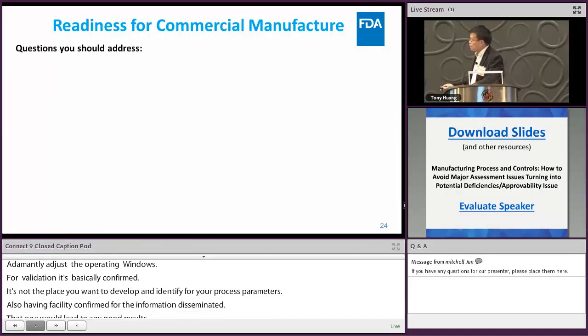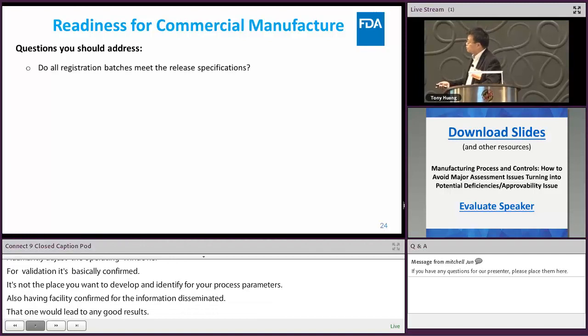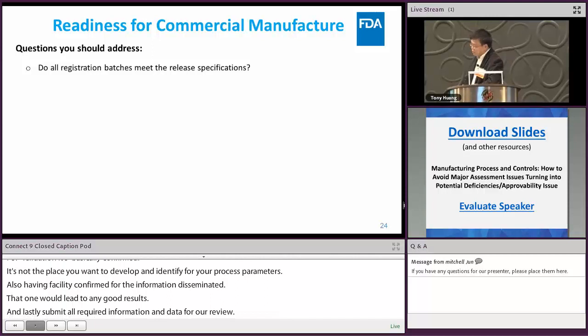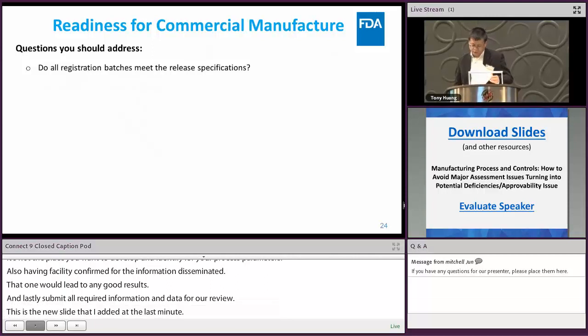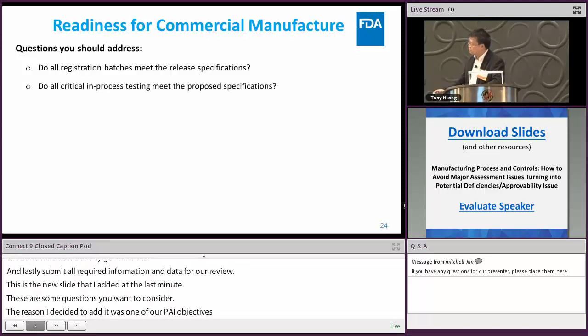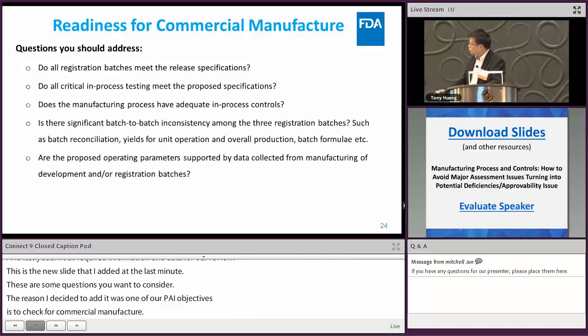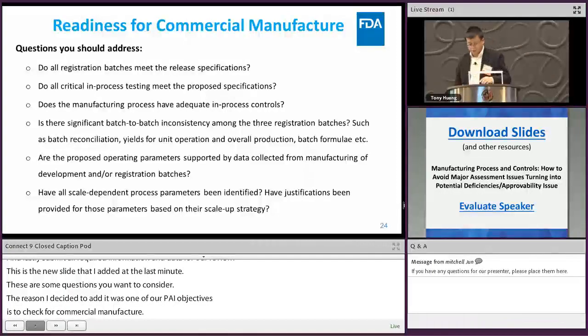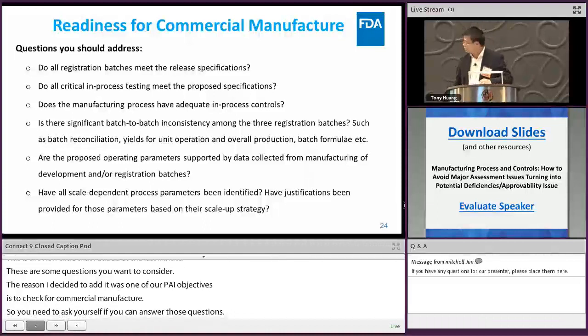This is a new slide I added almost at the last minute. Those are some questions you want to consider. The reason I decided to add it is that one of our PAI objectives is to check the readiness for commercial manufacture. So other than the equipment aspect, you need to ask yourself if you can answer all those questions when you decide to submit your application, and if you are ready for inspection. Those are all on the slides. I don't want to go through them one by one.